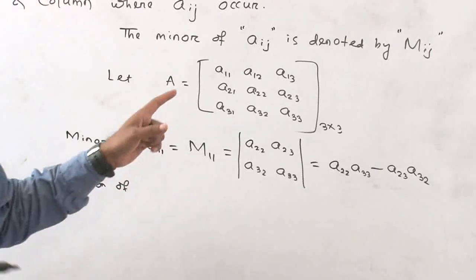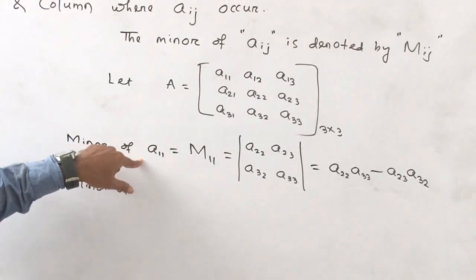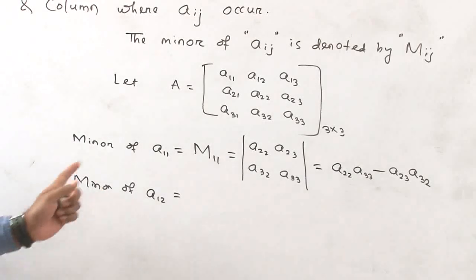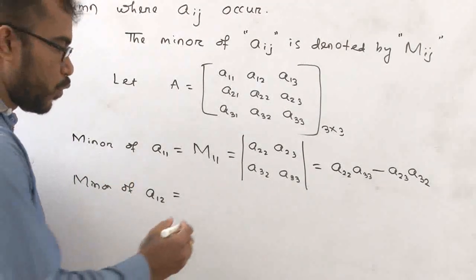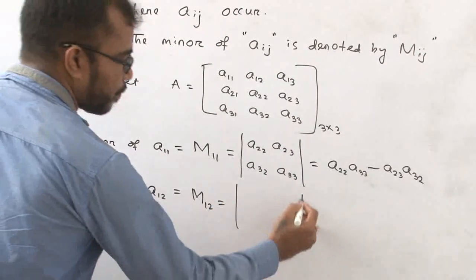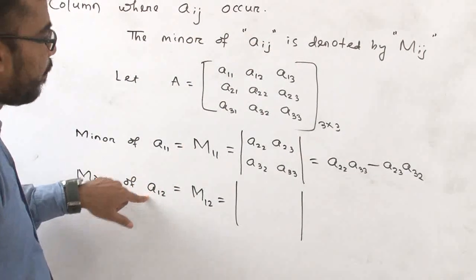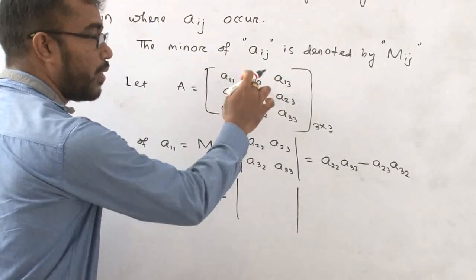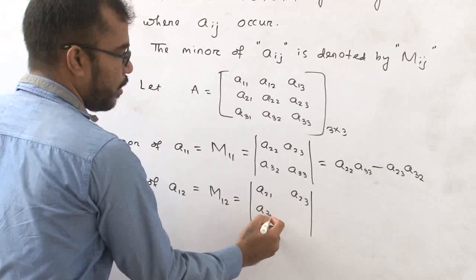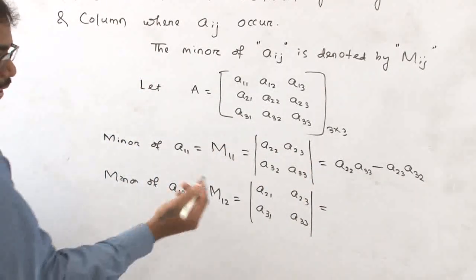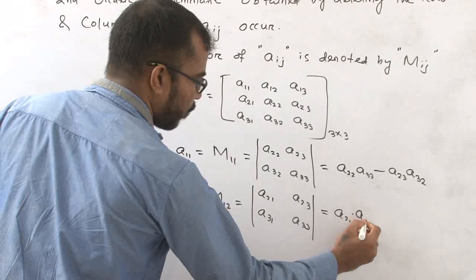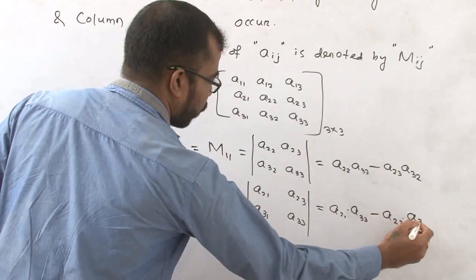in this matrix, there are 9 elements. So, first, we calculate the minor of the first element, that is A11, and the next one is minor of A12. So minor of A12 we can write as M12. According to the definition, in this element A12, we delete the row and column containing A12. So here the values are A21, A23, A31, A33. If we evaluate the second order determinant, then we get A21 into A33 minus A23 into A31.